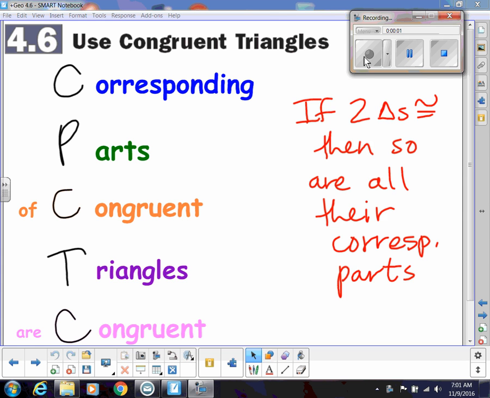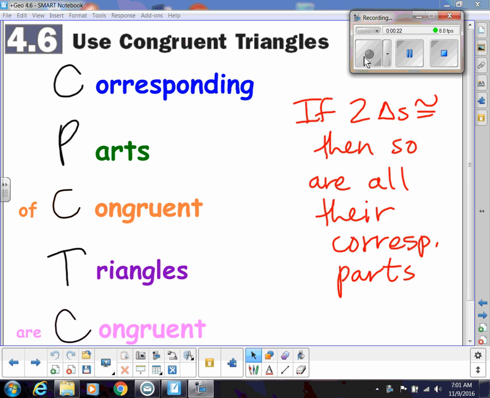Now that we've learned shortcuts for proving triangles congruent, we're going to talk about how we can use congruent triangles. And the main thing we use is called CPCTC. You'll get used to saying that really quickly, but that stands for corresponding parts of congruent triangles are congruent. So what does that mean?